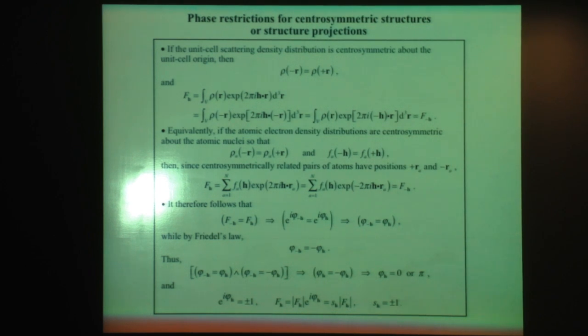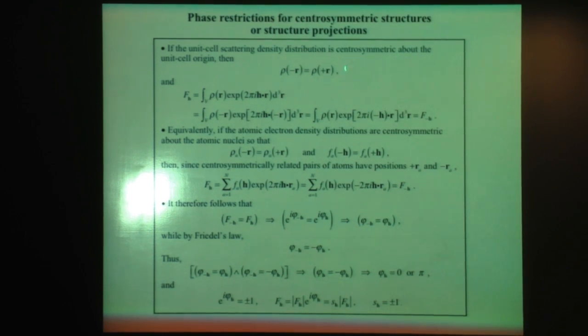Okay, so there's a significant practical consequence of Friedel's law. Consider a case where the unit cell scattering density distribution, the electron density distribution, is centrosymmetric about the unit cell origin. So not only centrosymmetric about the nucleus in the case of atomic electron density, but here we're considering a centrosymmetric unit cell distribution of the electron density. That is, rho at minus r is equal to rho at r.